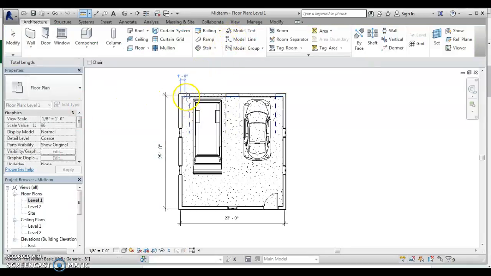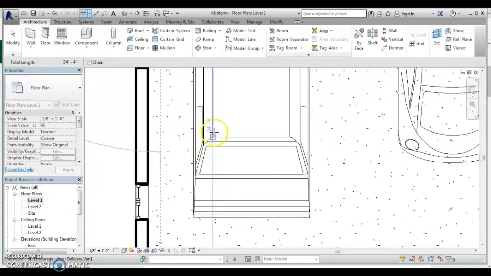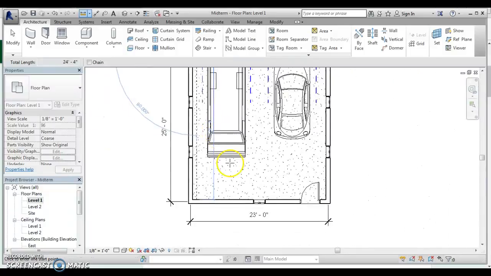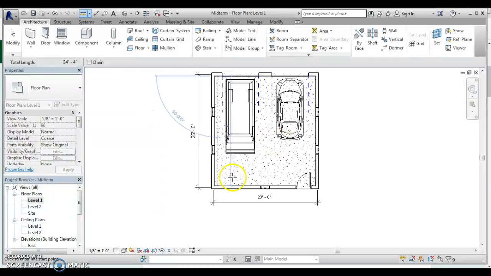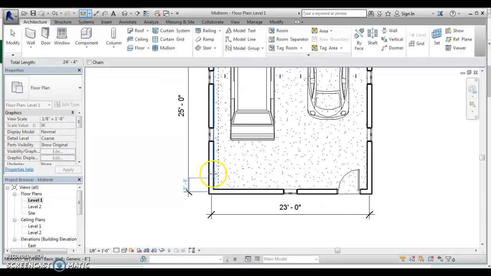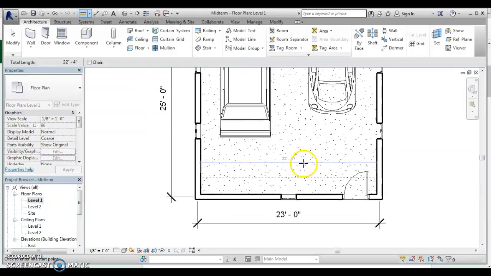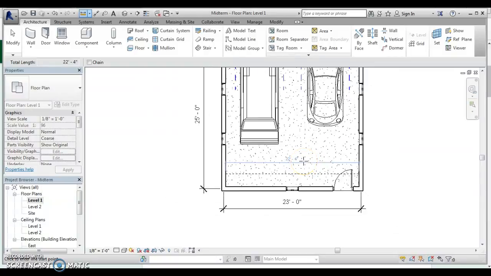So if I dimension this, or measure it, we see that this side is 24 feet and 4 inches from interior wall to interior wall. And then if I measure the other direction, it's 22 feet and 4 inches. So 24 feet and 4 inches times 22 feet and 4 inches is roughly about 543.4 square feet. So I do fall into the range for the constraint for square footage.